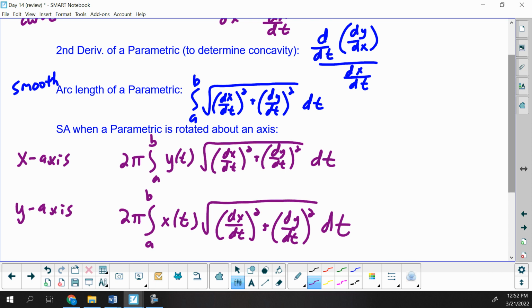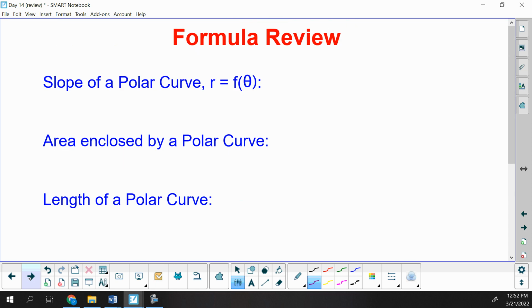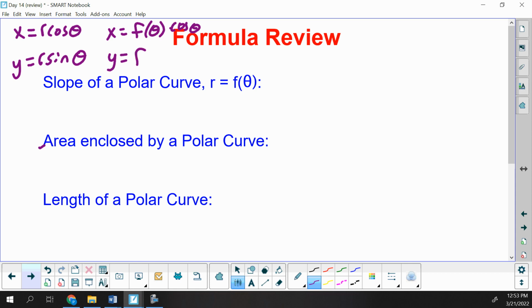So that was the first topic, looking at parametrics. Next we did polar. So a reminder with polar, when doing the slope, first think of it as x equals r cos theta and y equals r sine theta, where r was really some function of theta. So it's some function of theta times cos theta, and y is some function of theta times sine theta. And the question will tell you what r equals.